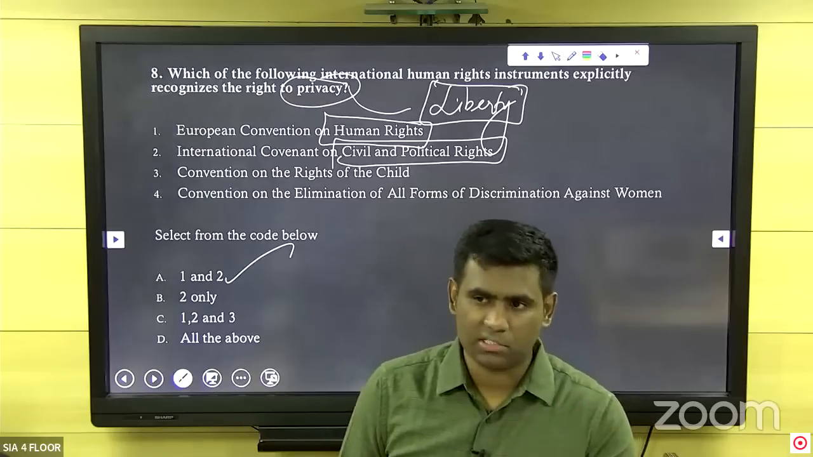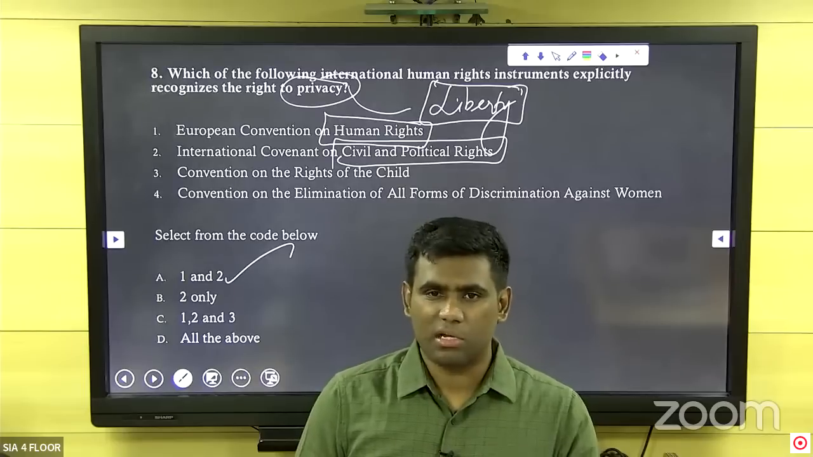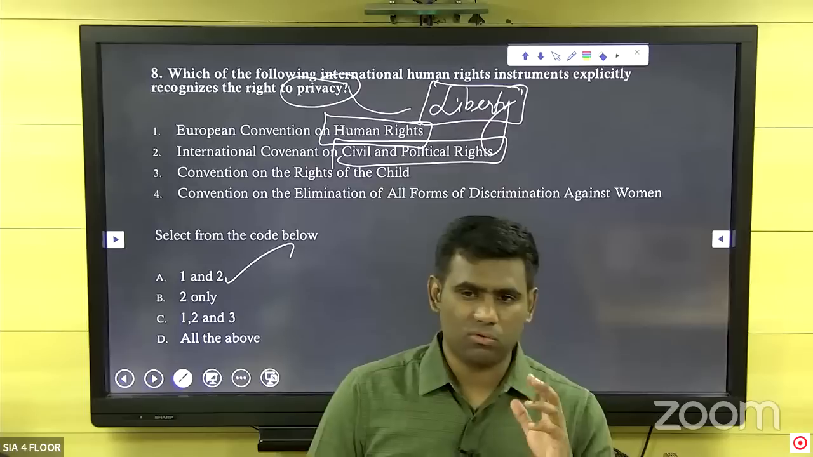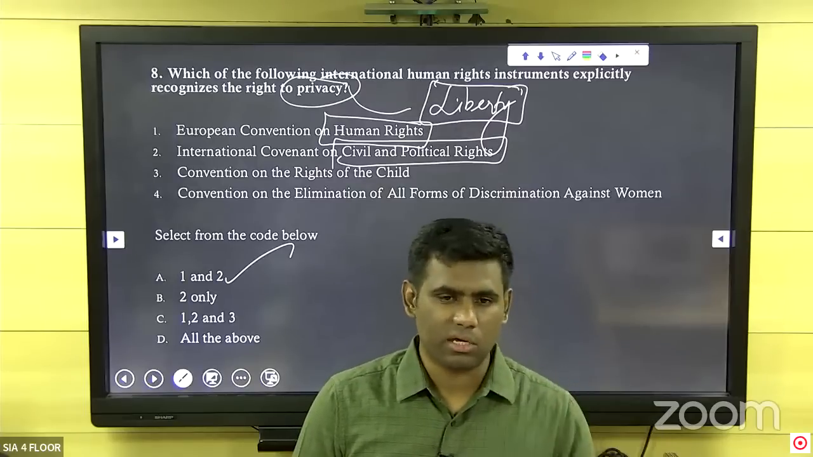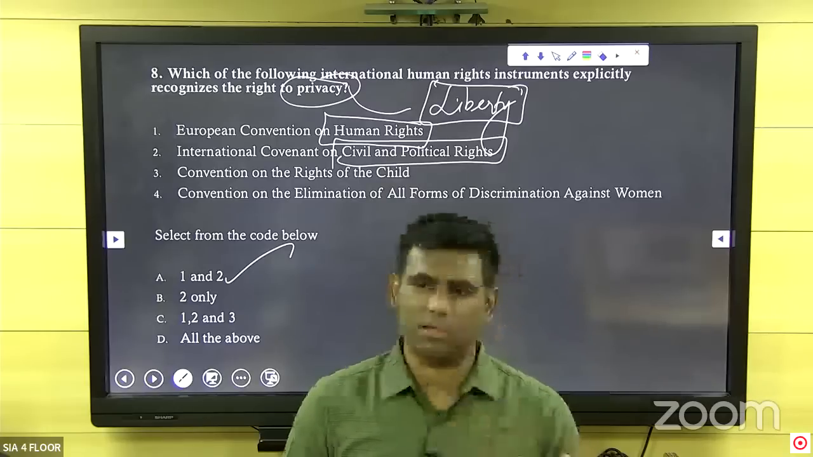You will have the freedom of speech and expression. You will have the freedom from arbitrary arrests. Similarly, at least in our constitution, the right to privacy is not explicitly given anywhere. It has been brought in because of certain case laws. It has been made as a part of Article 21.